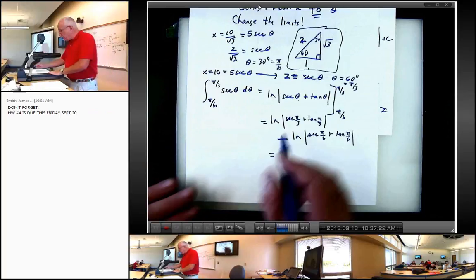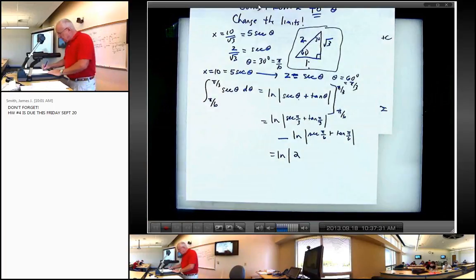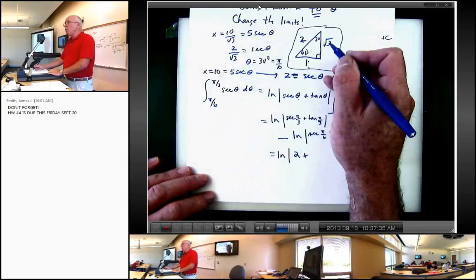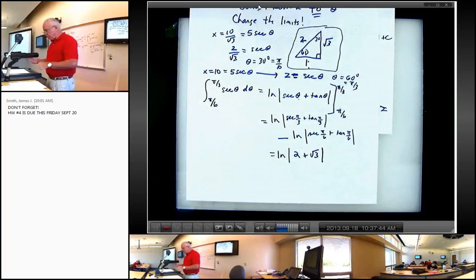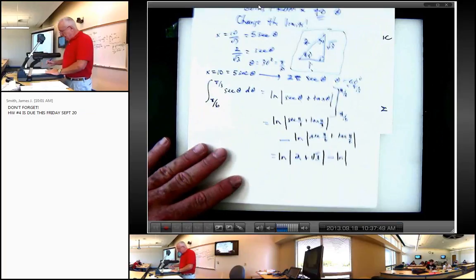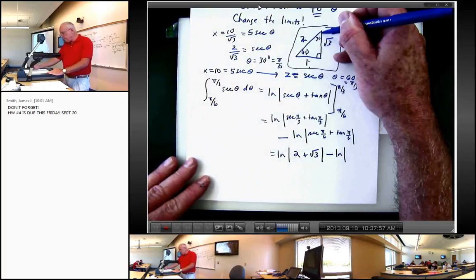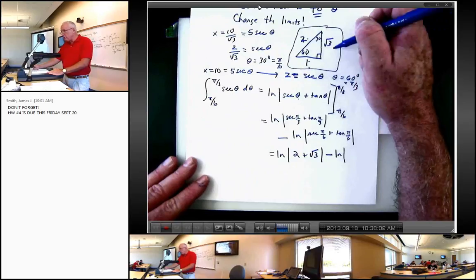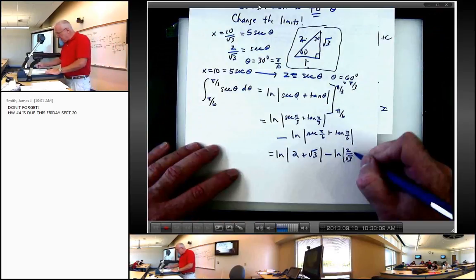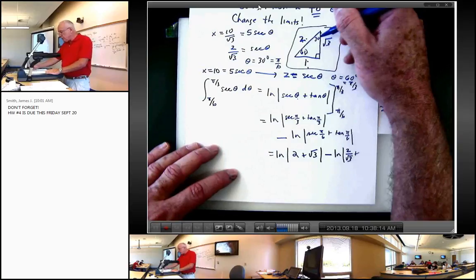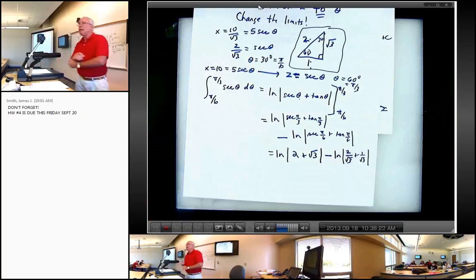Secant of pi over 3 is going to be 2 over 1. So this is the ln of 2 over 1, plus, now the tangent of 60 degrees is the square root of 3 over 1, so that's plus the square root of 3. Now I don't even need the absolute value here, because those are both positive numbers. Minus the ln. Now we have to look at the other angle, the pi over 6 or 30-degree angle. So now this is our reference point here. The secant of this is going to be 2 over the square root of 3. So minus the ln of 2 over the square root of 3 plus, and now let's look at the tangent of the 30 degrees. That's going to be opposite over adjacent, 1 over the square root of 3, plus 1 over the square root of 3, like that.